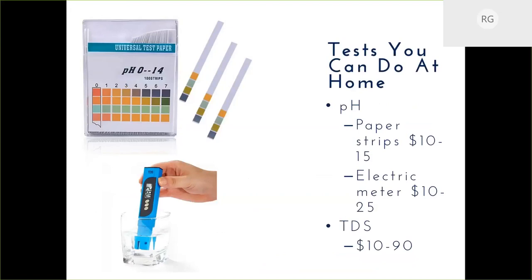And there are a number of tests that you can also do yourself at home. This includes testing pH and testing total dissolved solids, or TDS. These pH strips are available at a number of different big box stores for as little as $10 to $15, or you can buy a more advanced electric meter for $10 to $25. And total dissolved solids can be tested with an electric meter anywhere from $10 to $90. Again, this just has to do with how sensitive the different meters are.